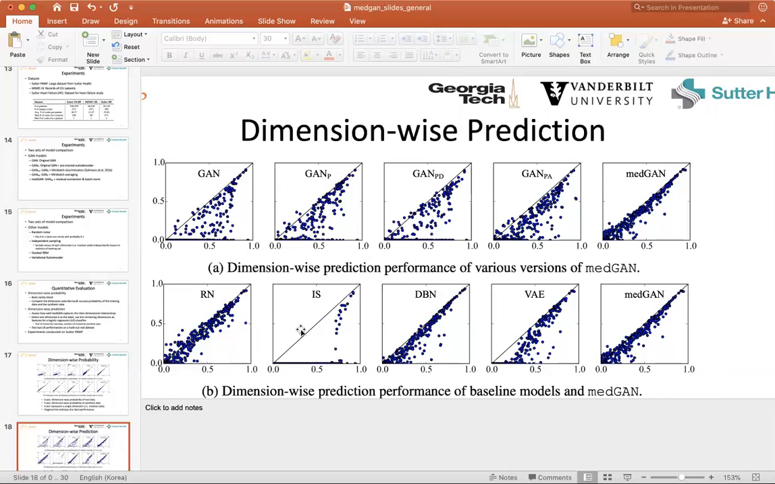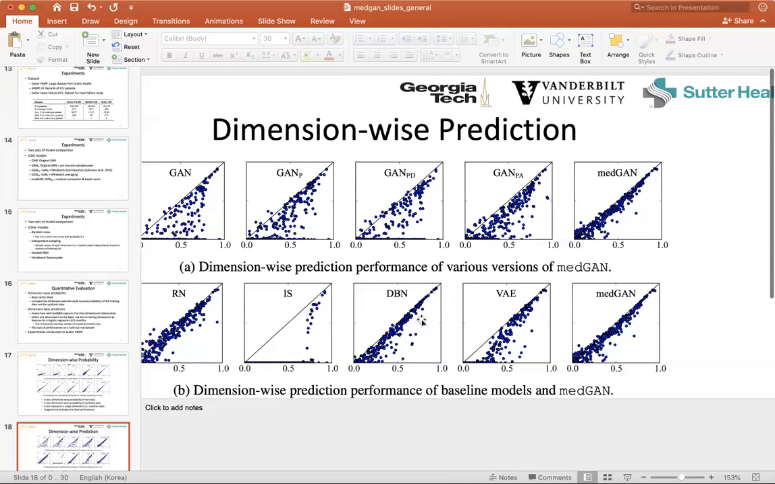So in order to win this game, your data set needs to capture the relationship between a specific column and all the other columns. So independent sampling is just terrible at this game. Now DBN, I think, is a close second, or maybe as good as the MedGAN. So you can see that qualitatively there's only a marginal difference between this and MedGAN.